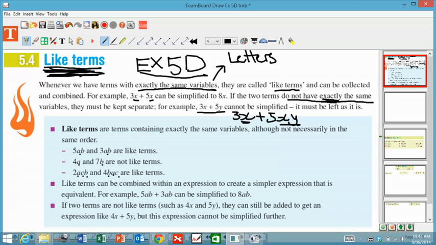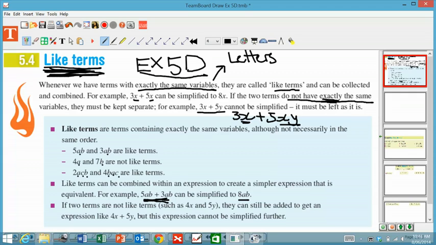Like terms can be combined within an expression to create a simpler expression. So that is simplifying. So 5ab plus 3ab can be simplified to 8ab, and they both give you exactly the same answer. They are called equivalent expressions, and that's the section we've actually missed with 5C. We may go back to that and do a bit of work, but at this point I want to skip it. But they are equivalent, so you can add these together.